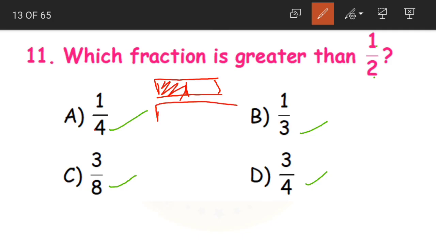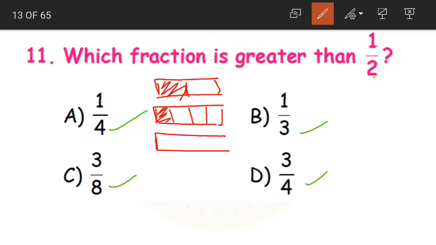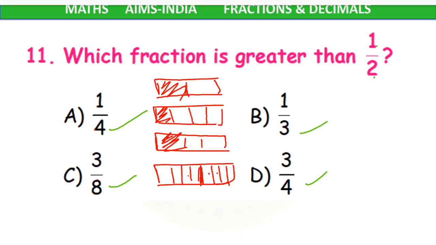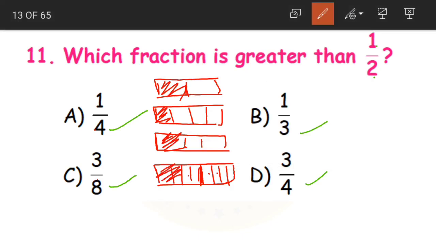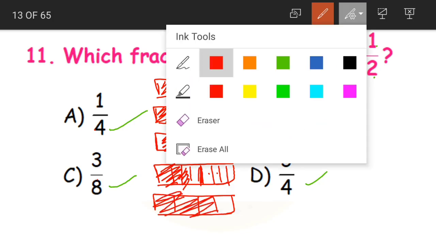Then next we are having 1 by 4, right? So take the same figure of the same length. Let me draw neatly. Yes. And then shade 1 by 4. Done. Then again take the same figure and then shade 1 by 3. Then we are having 3 by 8, right? Make it into 4. See, like this. We have 1, 2, 3, 4, 5, 6, 7, 8 equal parts. And then from that shade 3. 1, 2 and 3. Then lastly we have 3 by 4. So divide it into 4 equal parts and then shade 3 by 4.